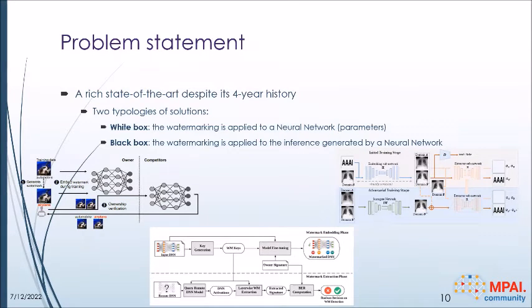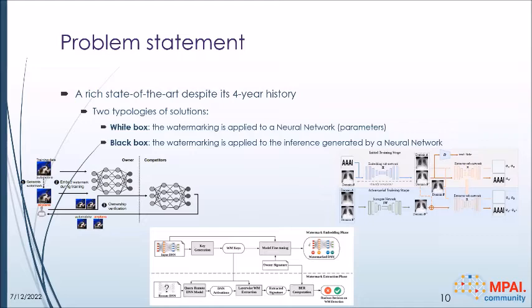So how does neural network watermarking behave today? It's a very rich state of the art, despite only a four-year history. To the best of our knowledge, the first studies on watermarking for neural networks were published some 4 years ago. I specify, it's not the use of neural networks for doing multimedia watermarking. No, it's watermarking neural networks, as we already discussed. Maybe there was something earlier that we couldn't find, but anyway, the topic became of interest since 2018.